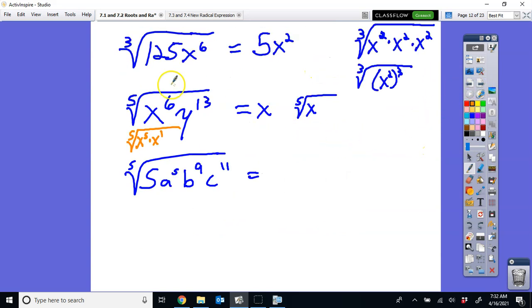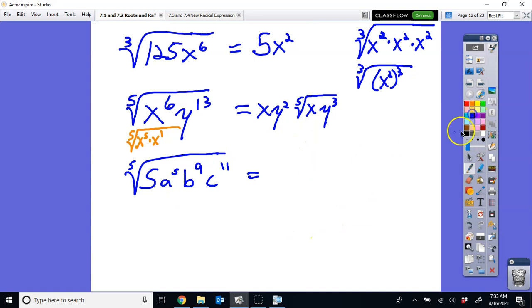All right, so let's take a look at y to the 13th. 5 goes in the 13 2 times with 3 left over. So y squared is going to come out, because it goes into it 2 times, with 3 left over. Y to the third stays in. Now I know, again, this is not pretty, but this is how you simplify it. We're also going to talk about another way to write exponents and radicals next class.